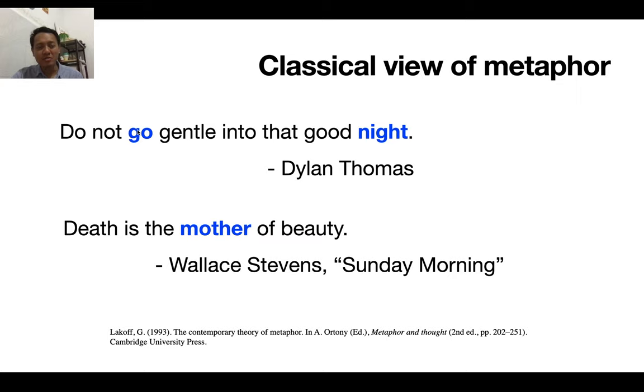But here, it is used in a different meaning. Go here is not referring to physical movement to a place, but it's a kind of abstract process into a certain state, a certain condition, which is metaphorically expressed by good night. Good night is referring to death, as night is used to refer to death. Second example, mother. We know who or what a mother is. It is a human being, and death is something abstract. It is not human, but how can death be human, such as mother? So this use of mother is not in its literal sense. It is the metaphorical sense of mother.